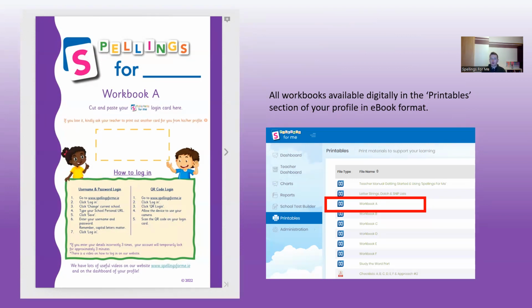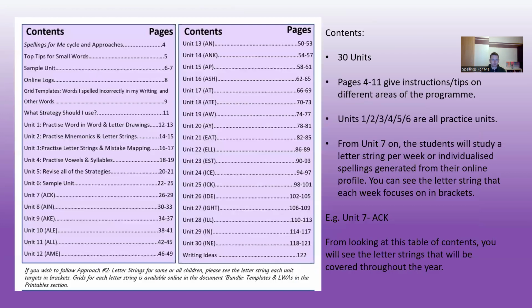It is important to note that when teaching Spellings for Me, you don't have to be standing up at the top of the classroom with the workbook in your hand. All workbooks are available in ebook format, available digitally in the printable section of your profile. So get them up on the interactive whiteboard or whatever large screen you have at the front of the classroom. And with the program, you can flick from page to page exactly like a real book. Okay, so it's important to get it up in the front of the classroom.